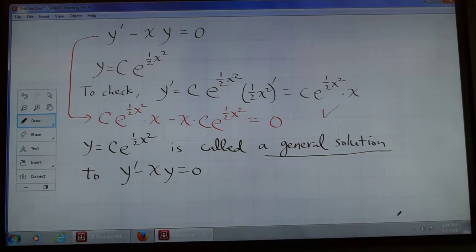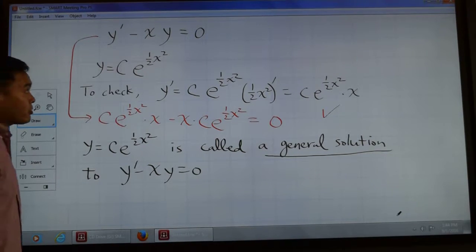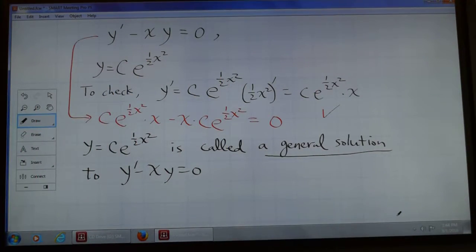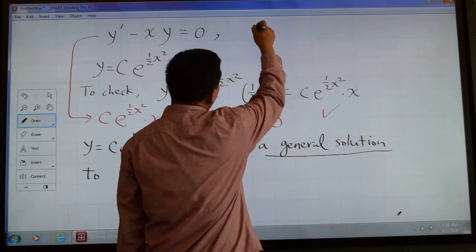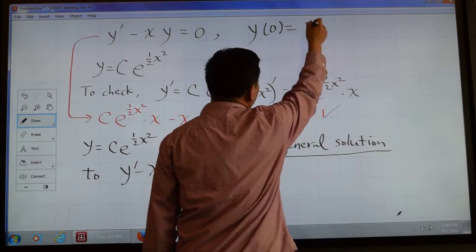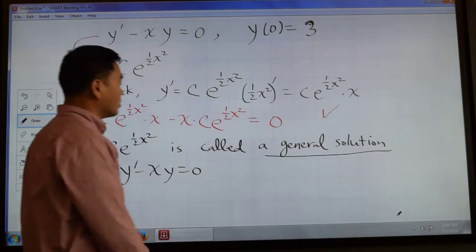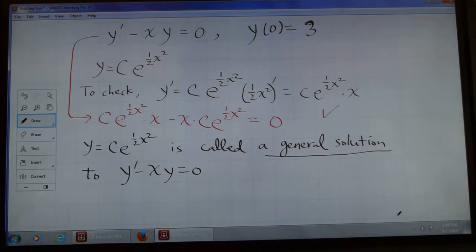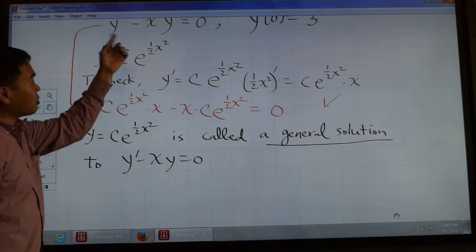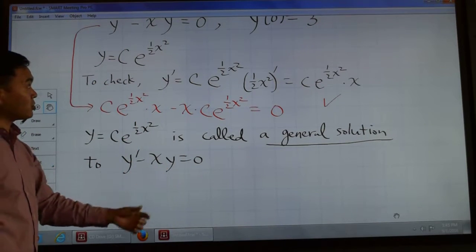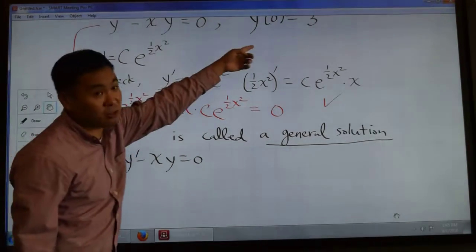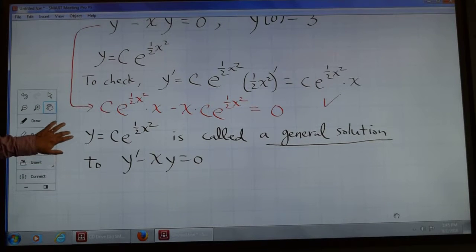Now, however, sometimes you want to solve a differential equation with a given initial condition, right? So what if you had an initial condition that y of 0 is 3? Now in that case, this is not going to satisfy both of them. This is only going to satisfy this one. So in order to satisfy this, along with y of 0 equals 3, you have to solve for c, right?